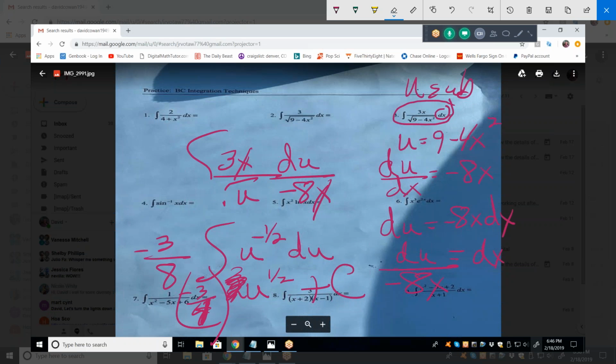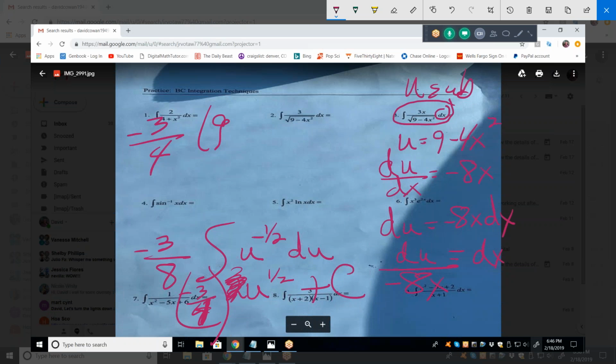Right. In other words, they gave you the problem in x. You've got to give them the answer back in x. Okay. So here's the answer: minus 3/4 u, where u is 9 minus 4x squared, and I can either leave that.